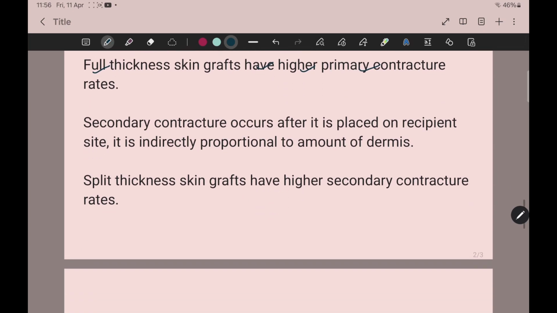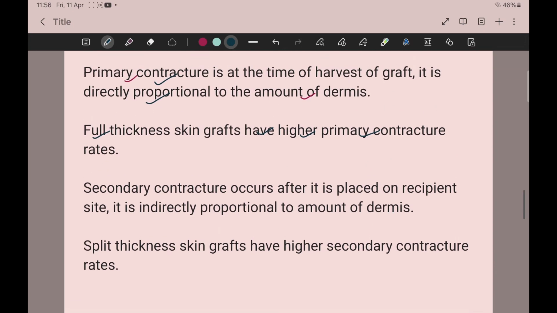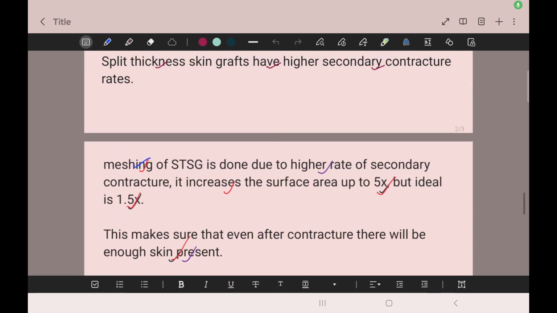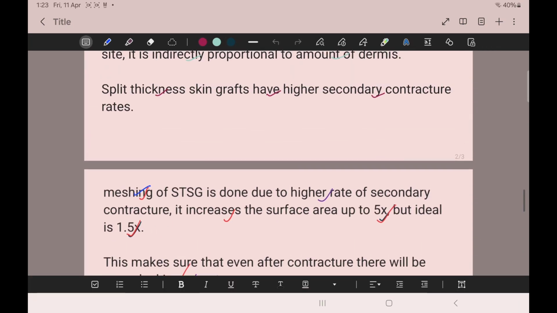Secondary contracture occurs after the graft is placed on the recipient site, and it is inversely proportional to the amount of dermis. So, as we see, primary contracture is directly proportional to the amount of dermis and secondary contracture is inversely proportional to the amount of dermis. Split thickness skin grafts have higher secondary contracture. Just like full thickness have higher primary contracture, split thickness have higher secondary contracture.